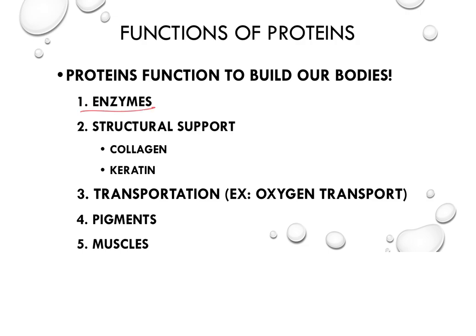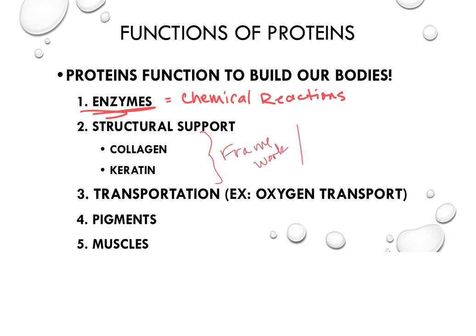First one is enzymes. We're going to be talking about enzymes a lot more in the upcoming weeks here, but enzymes help with a lot of chemical reactions. And so we're already going back and reaching about metabolism and energy, which is one of our characteristics of life. Here we get structural support. This helps build the framework of the cell, gives it its shape. Transportation. So these are going to be in the cell membrane, pigments, and also, of course, muscles.